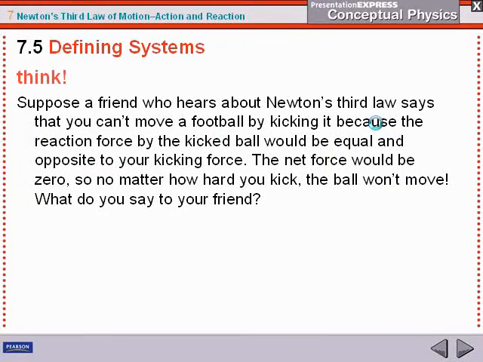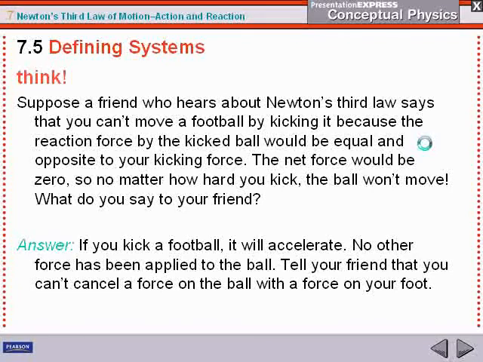So, there's a little question that says, suppose a friend who hears about Newton's third law says that you can't move a football by kicking it, because the reaction force by the kicked ball would be equal and opposite to your kicking force. The net force would be 0, so no matter how hard you kick, the ball won't move. What do you say to your friend?